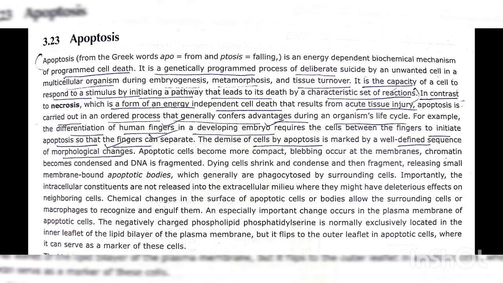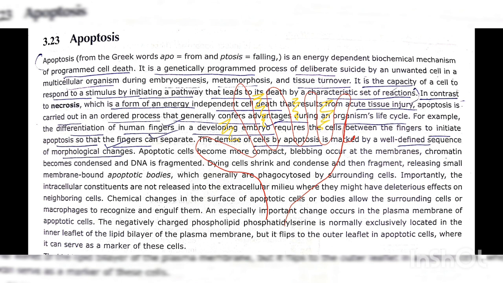For example, apoptosis occurs during the differentiation of human fingers in a developing embryo. The cells between the fingers have to initiate apoptosis so that the fingers can separate from each other. So, these are our fingers. During apoptosis, the tissue present between these fingers is destroyed so that all the fingers can separate from each other.